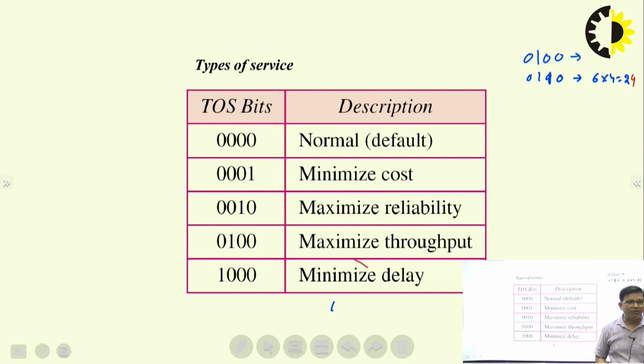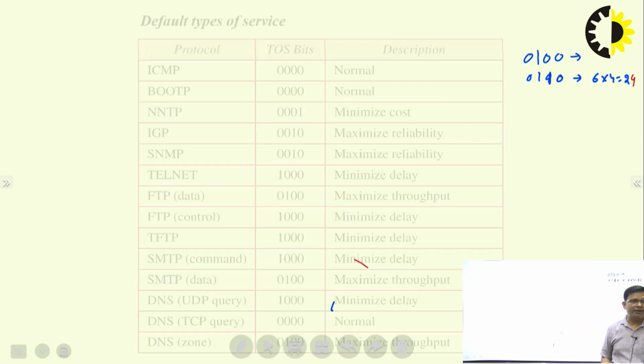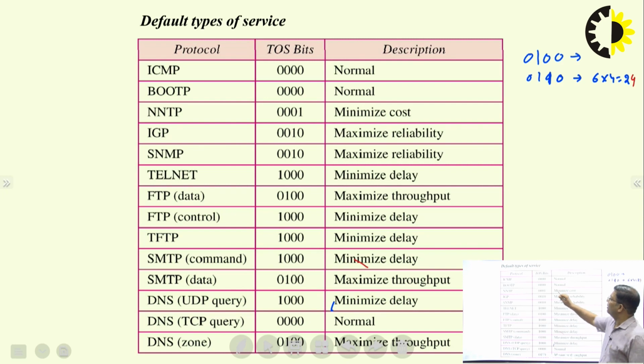What are the protocols we are using with these different TOS bits? These are zeros: ICMP, Internet Control Message Protocol, all zeros. BOOTP protocol, Bootstrap protocol, all zeros. Normal DNS, TCP query. So these we are using if all bits are zeros.